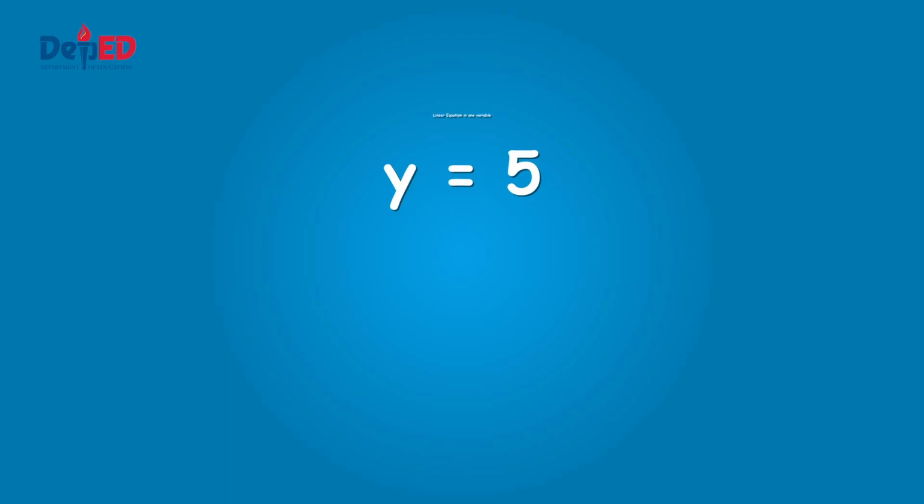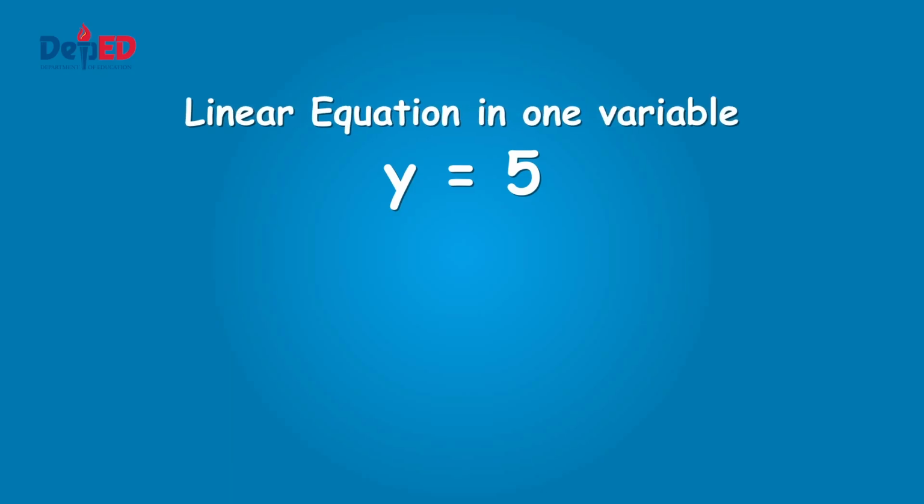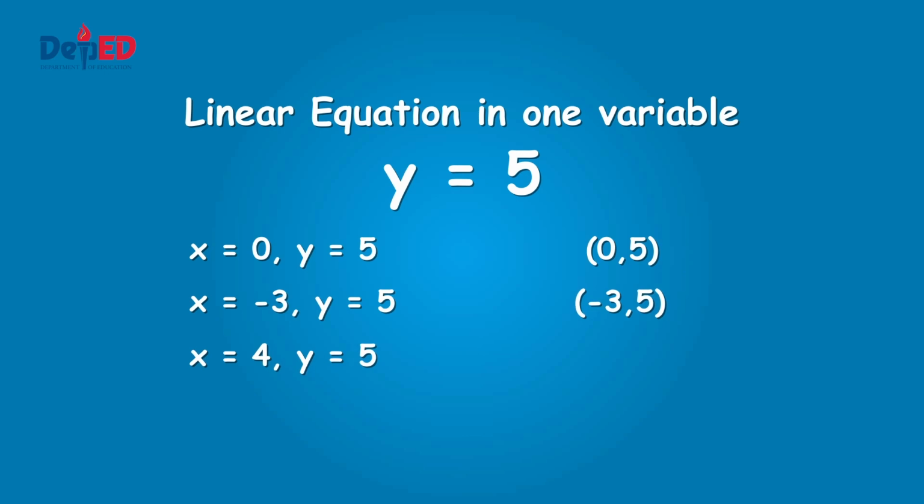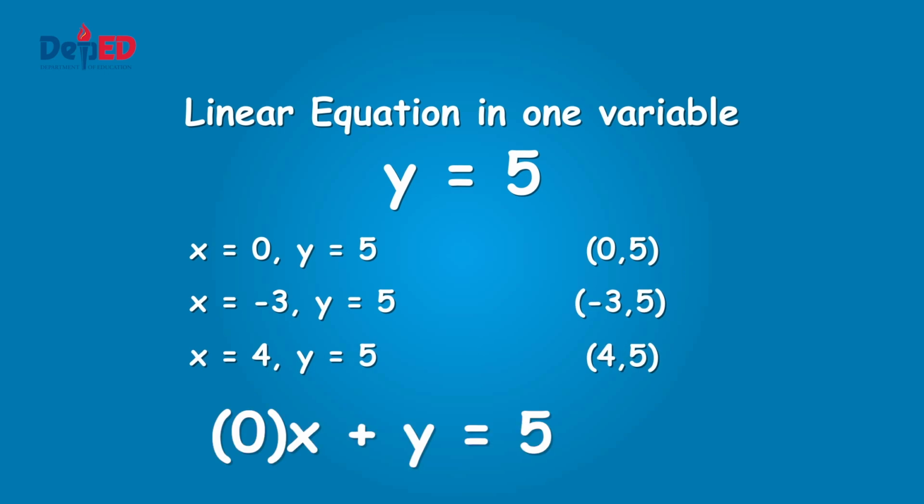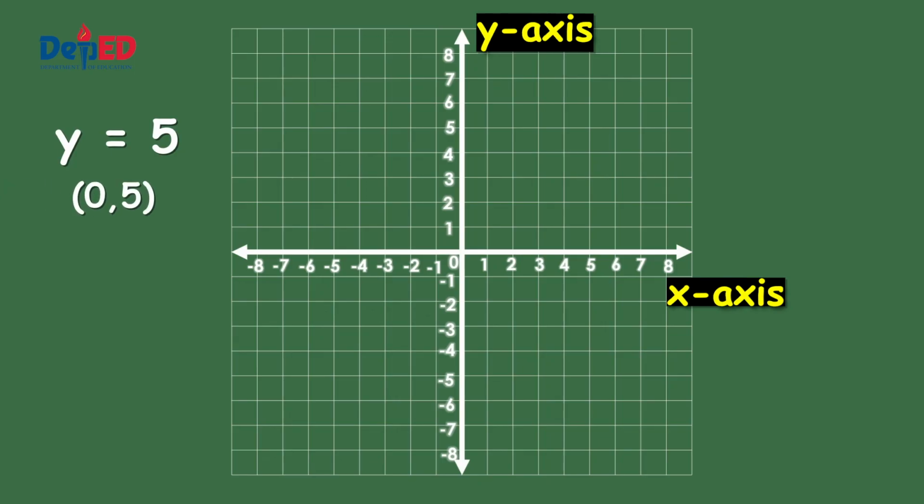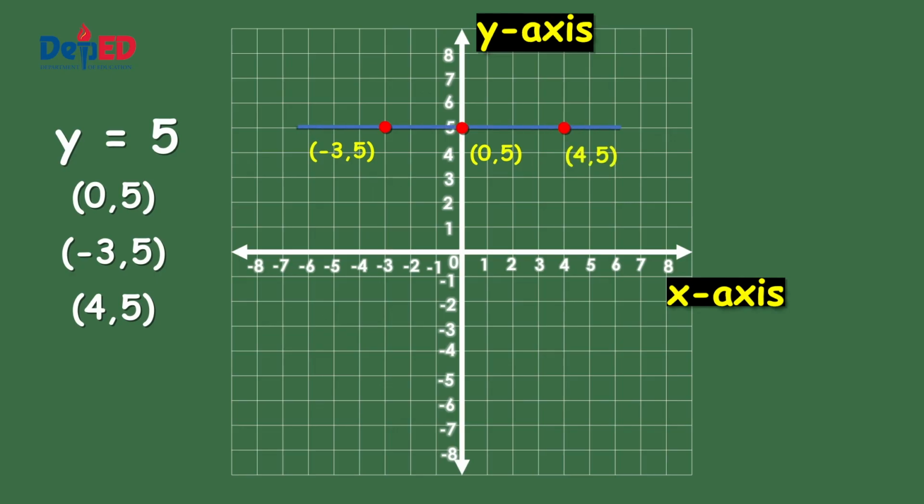Since for any value of y, the value of x is 5, the graph of its solution forms a vertical line. How about the equation y equals 5? It is still a linear equation in one variable. In this case, the equation has solutions where y is 5 for any value of x, since it can also be written as 0x plus y equals 5. So what do you think is the graph of its solution? Since for any value of x, the value of y remains 5, the graph of its solution forms a horizontal line.